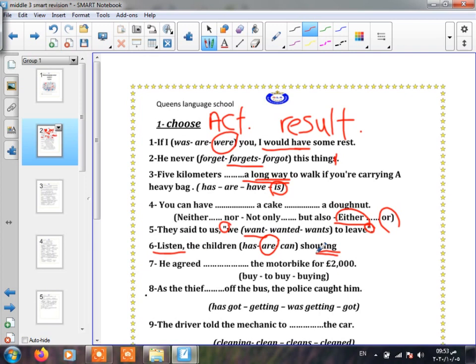Okay, so number 7, he agreed dots the motorbike for 2,000 euros. So he agreed buying, no. Agreed is a verb which is followed by to plus infinitive. He agreed to buy. He agreed to buy the motorbike. If I added here on, it will be buying. He agreed on buying the motorbike for 2,000 euros. Okay?